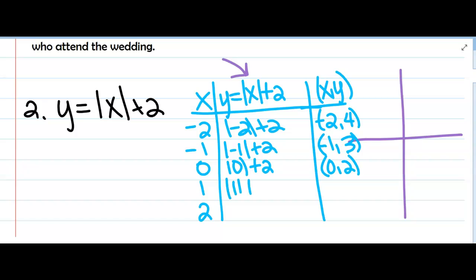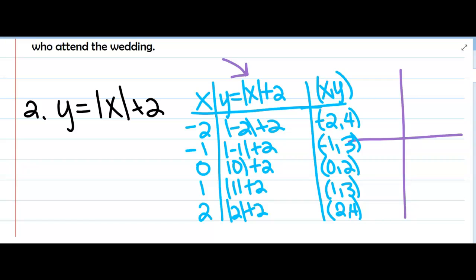Now, when I take the absolute value of 1, remember absolute value is distance from 0. If I'm talking about 1, 1 is 1 step away from 0. So you take 1 plus 2 and you get 1 comma 3. And then finally, I take the absolute value of 2 plus 2. Just like I said before, the absolute value of 2 is 2. 2 plus 2 is 4. So we get the point 2 comma 4.